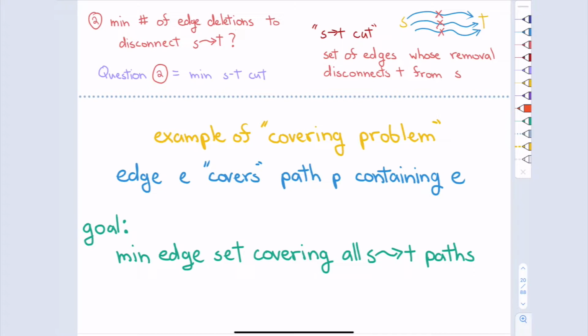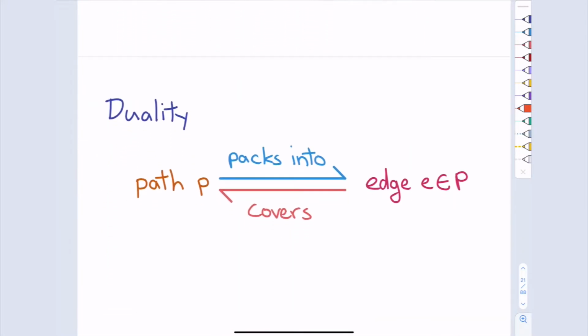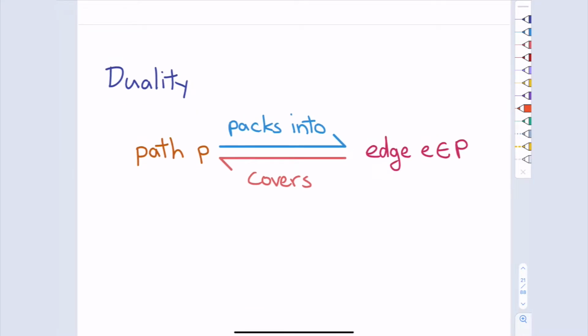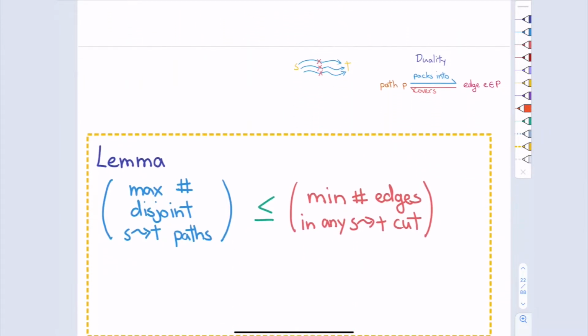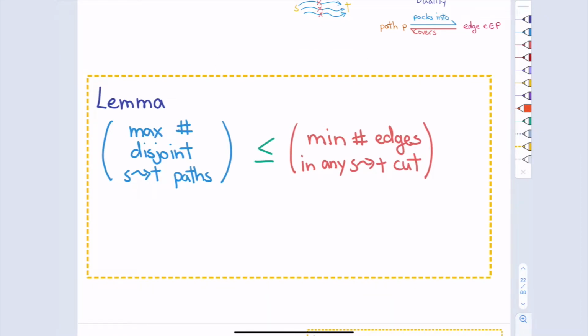So it's just a change in wording, but then you start to see a little bit more of the duality. Because in one problem, I'm packing paths into edges, and in the other, I'm covering paths with edges. There's some nice symmetry there. So the question is, what are these quantities and how do they relate to each other? We already went over this: the maximum number of paths you can pack in is at most the minimum number of edges in the ST cut.